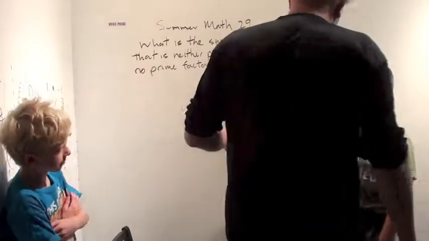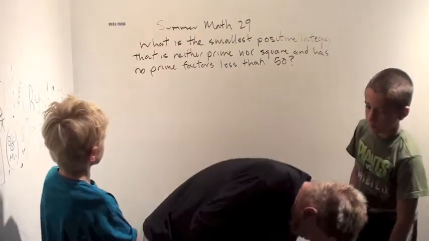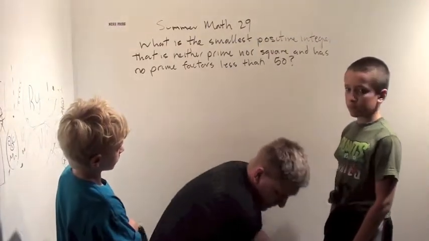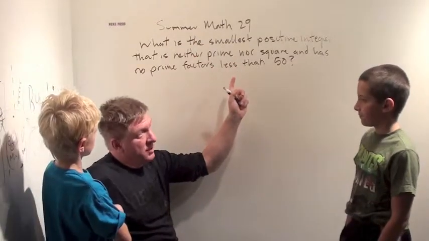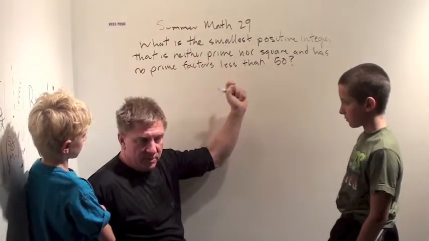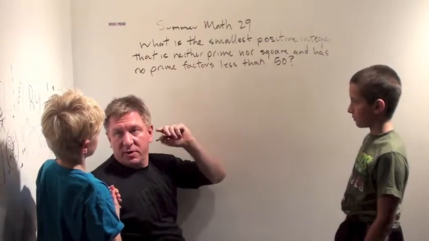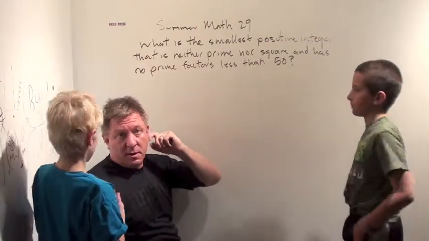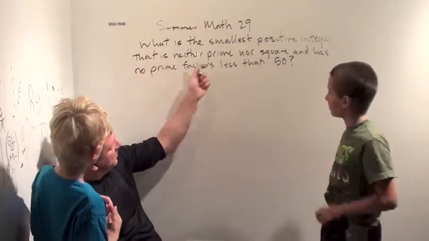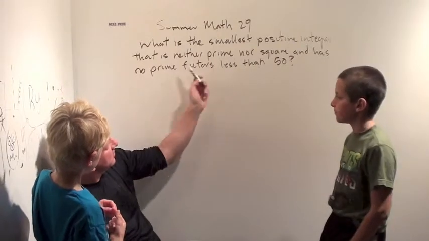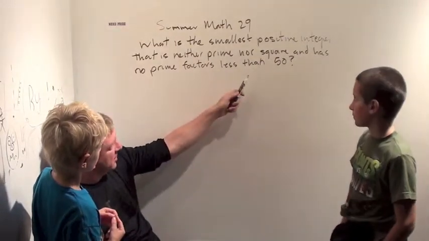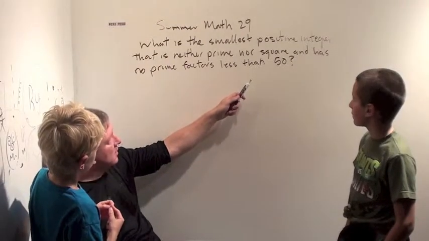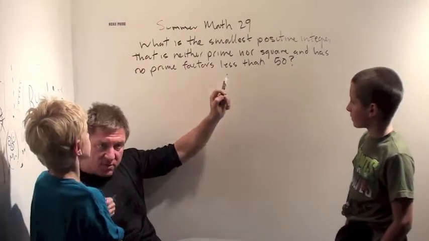So this morning you were working on the 2012 AMT8, and this problem gave you a little bit of difficulty. And just by coincidence, it's similar to the family math we did yesterday about primes and factoring. Okay, so here's the question. What is the smallest positive integer that is neither prime nor square and has no prime factors less than 50? Okay, so let's just walk through this.